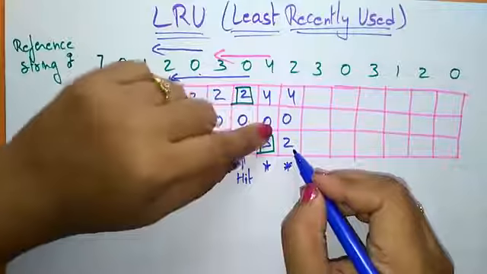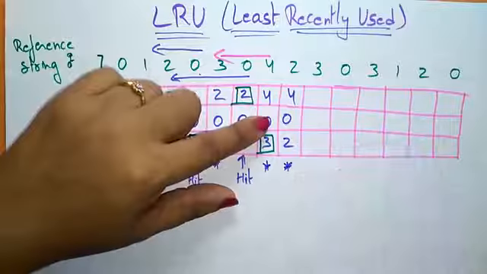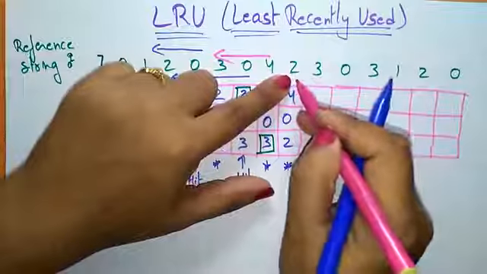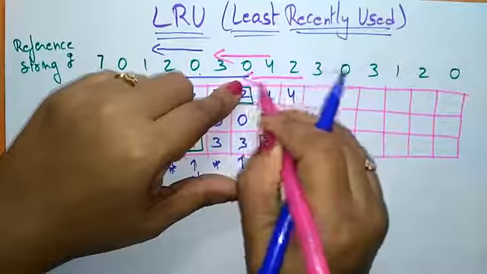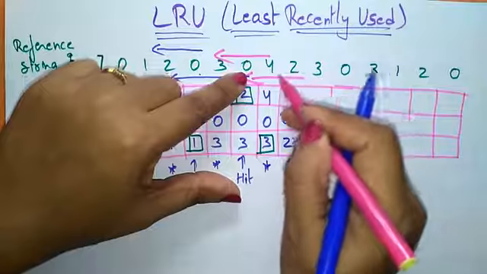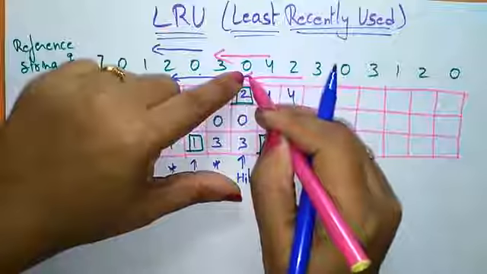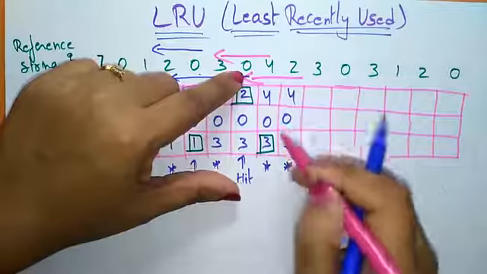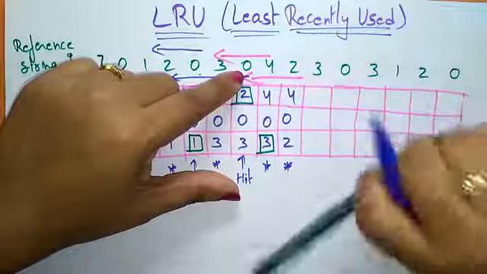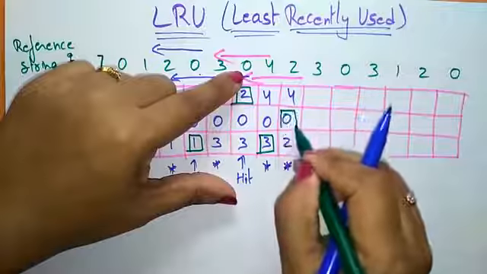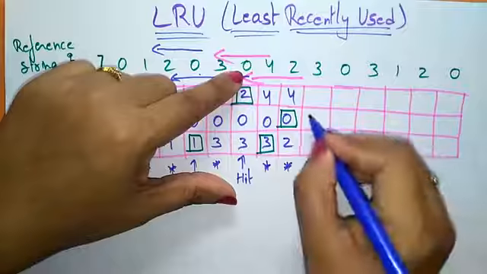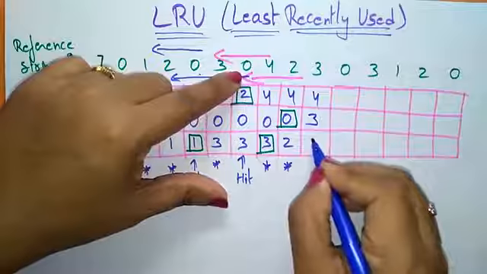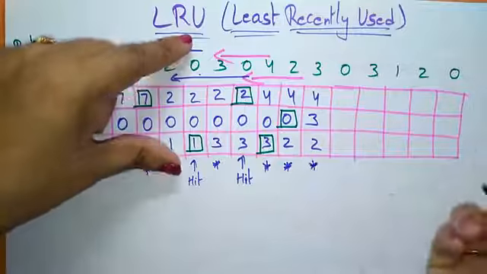Now I have to place 3. So again check which is the least recently used from here. 2 is the most recently used, next 4, next 0. So 0 is the least recently used. So in place of 0, I have to replace with 3, 4, 2. So this is also a page fault.